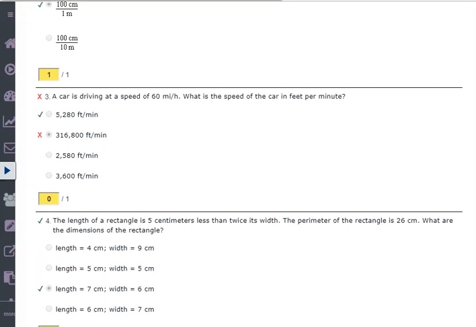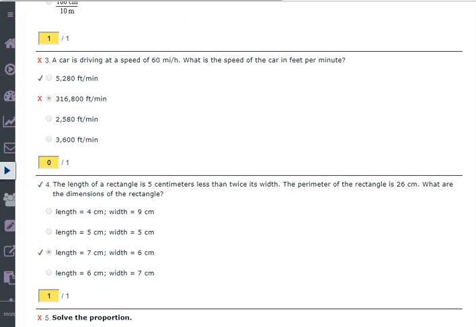And now I'm going to scroll down to number 3. Number 3 says a car is driving at a speed of 60 miles per hour. What is the speed of the car in feet per minute? So this is a conversion. When you do conversions, this is how I teach them. The first thing you need to do is write what you start with, and I like to write it as a fraction. So we're going to have 60 miles, and make sure you have your units, over 1 hour.